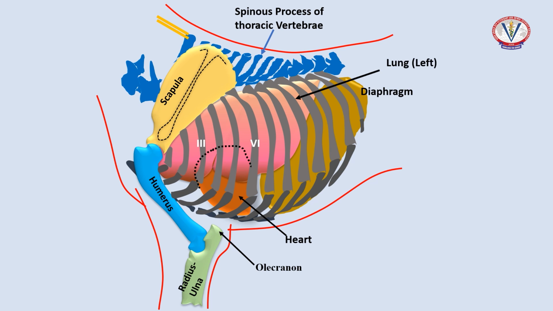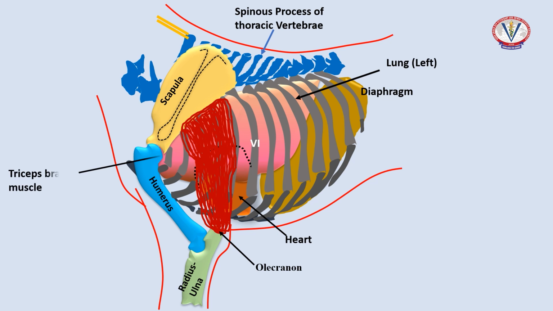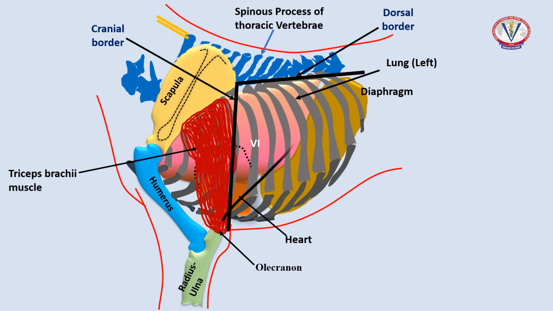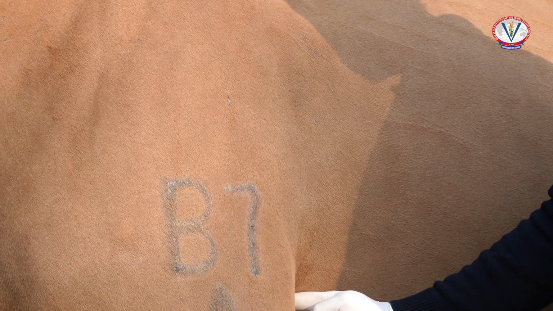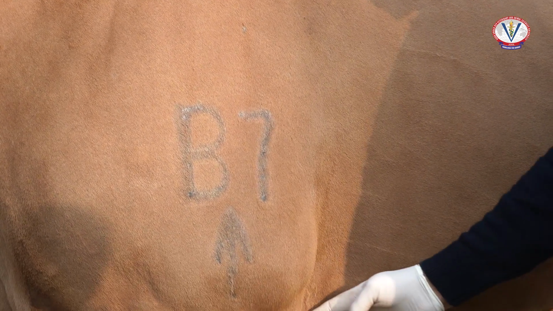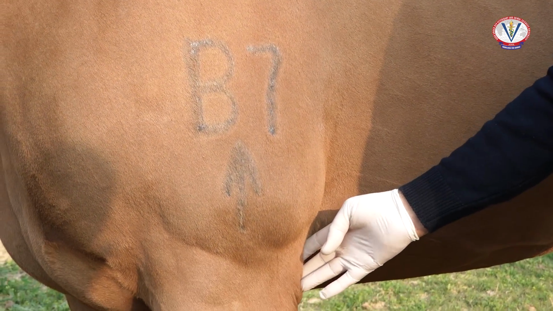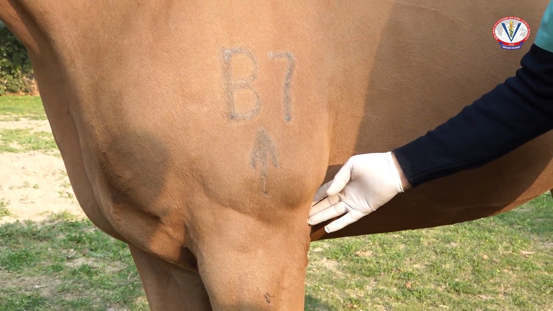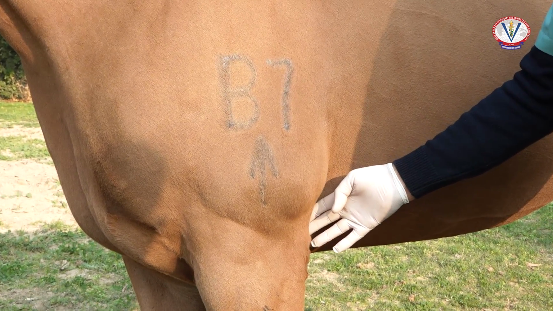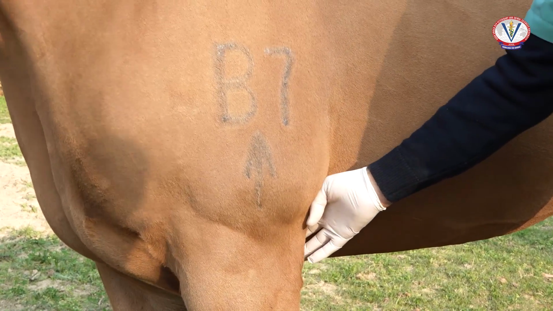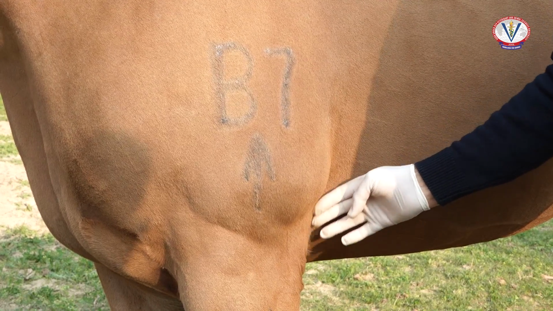Therefore, only a smaller portion of the heart caudal to the arm is in contact with the thoracic wall. As this area is covered by the triceps muscle, to auscultate the heart, one needs to press up between the triceps brachii muscle and the thoracic wall.